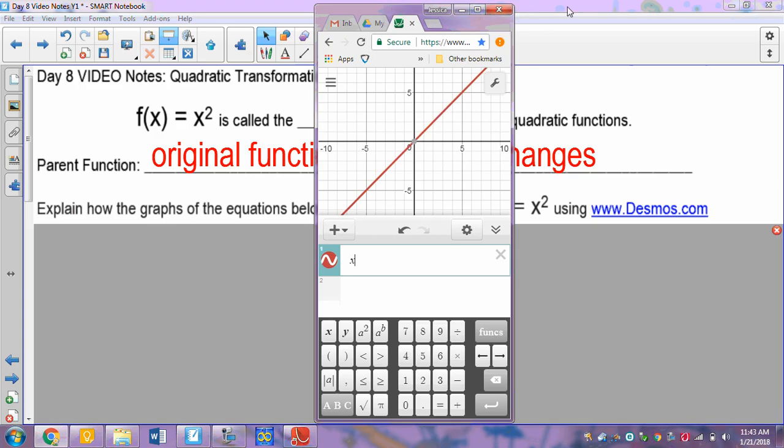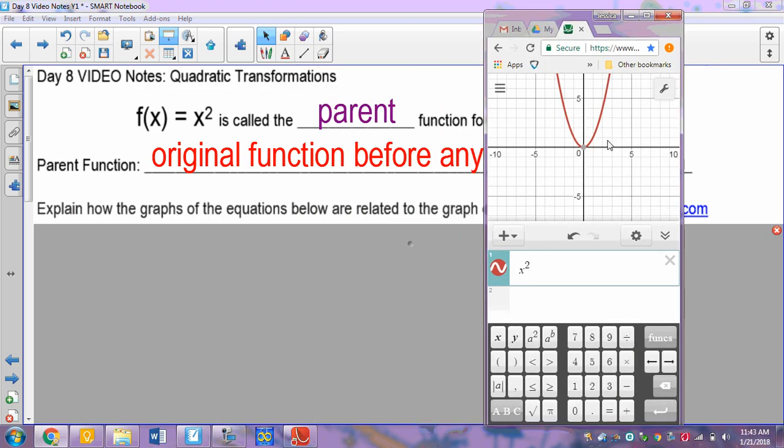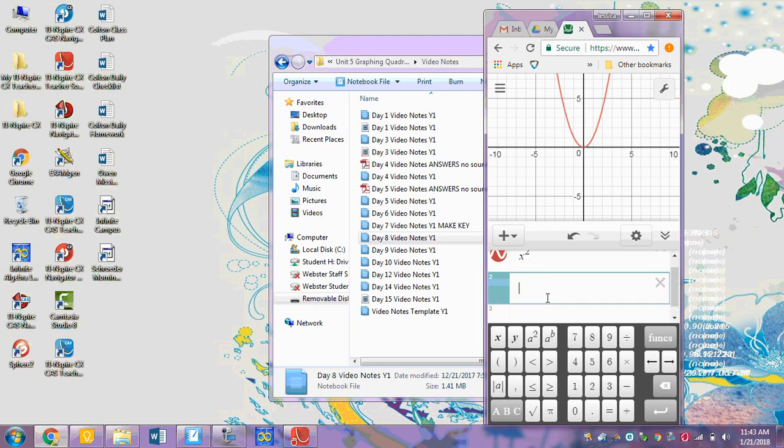Alright, so I'm going to type in x and then I'm going to type in squared. So we can see that the first function, y equals x squared, is a parabola. It's going up and the vertex is at the point 0, 0. Now, let's talk about how if we were to graph negative x squared, that's going to change. So I'm going to go to my second function. I'm going to type in negative x squared.